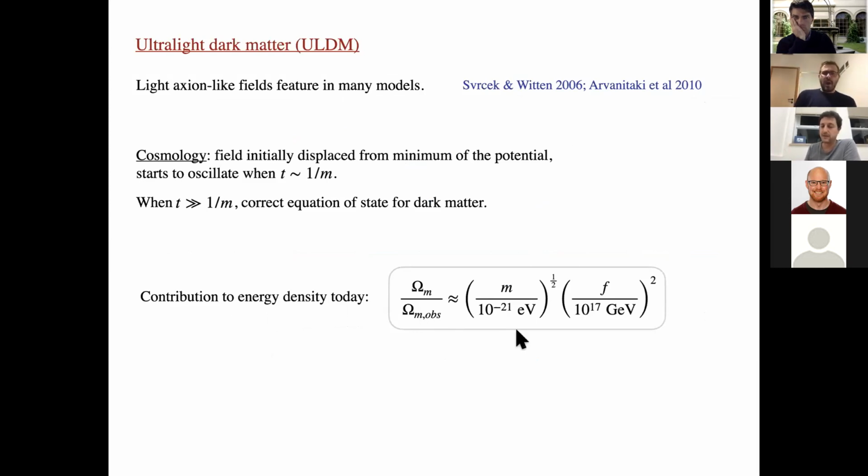So the mechanism this works, the simplest one is called vacuum misalignment. And the simplest vacuum misalignment mechanism would tell you that if the axion physics is at the GUT scale, then you're going to have relic density comparable to what we see today if the mass of your axion is very light, of the order of 10 to the minus 20 electron volt. And this is the parametric dependence.